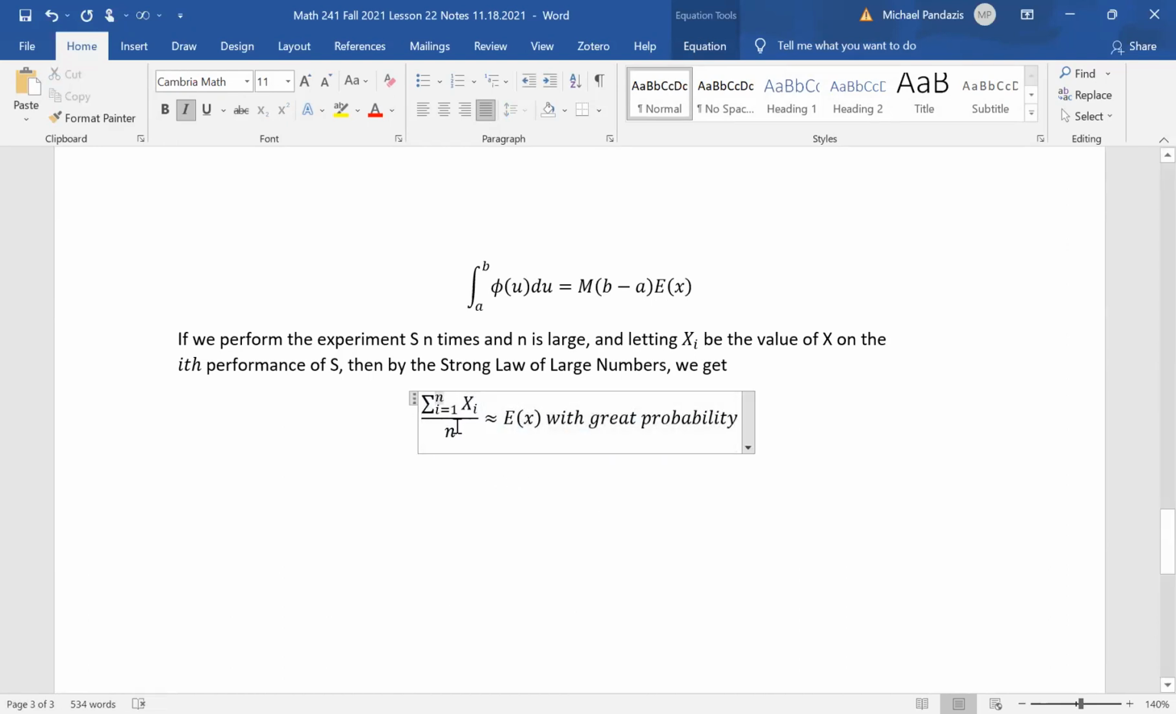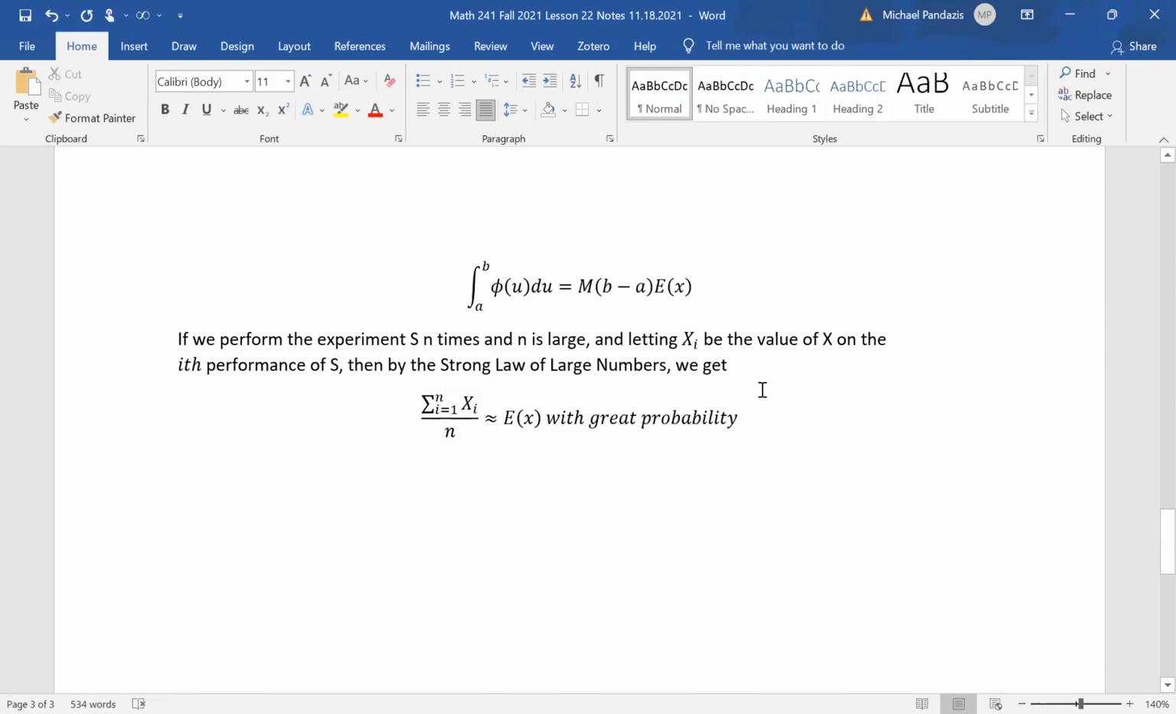And so values of these fractions for a large little n are good approximations of the expected value of X, okay? And with great probability. So it says that the limit of this fraction is equal to E of X almost surely, okay? So if you take little n really large, with really good probability, this is approximately the expected value of X.